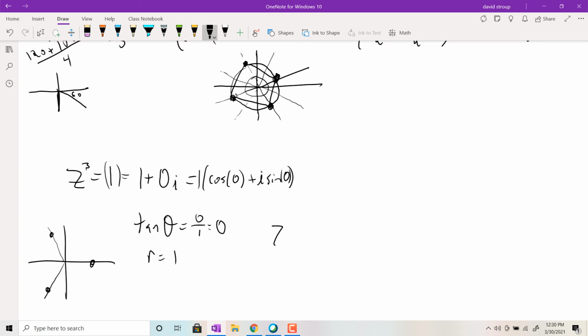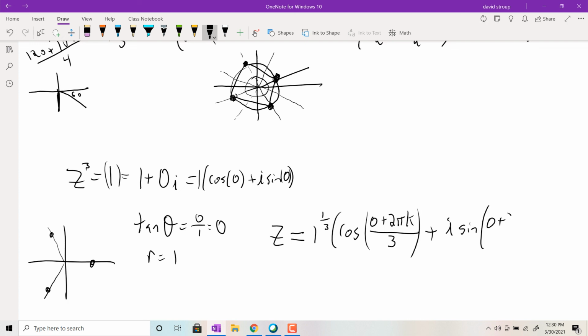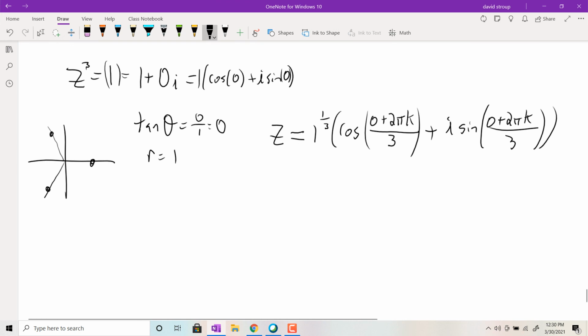And then the cube root of that would be 1 to the 1/3 times cosine of 0 plus, let's keep it in radians this time, I'm just better at radians, 2 pi k all over n, which in this case is 3, plus i times the sine of 0 plus 2 pi k all over 3. Okay, so that would be kind of our generating formula, z sub k.